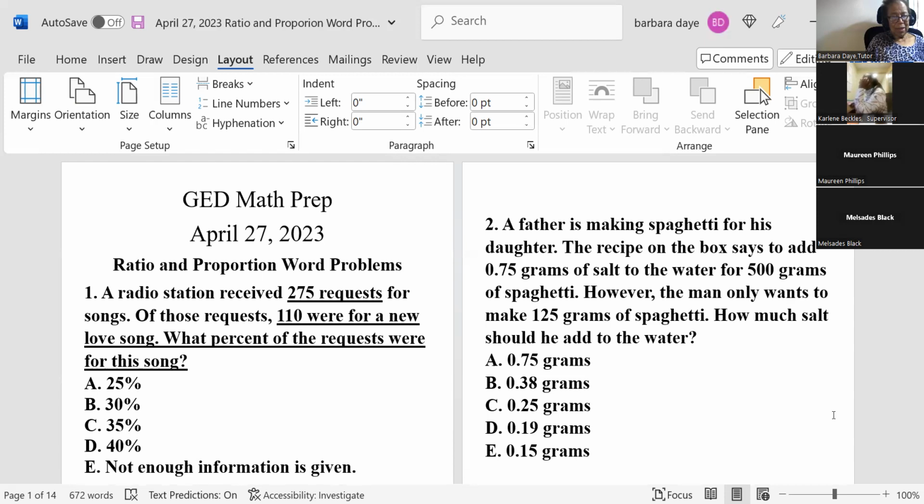The father is making spaghetti for his daughter. The recipe on the box said to add 0.075 grams of salt to the water for 500 grams of spaghetti. However, the man only wants to make 125 grams of spaghetti. How much salt should be added to the water? Okay, now I want you to go ahead and set this one up, solve it, tell me what your answer is.